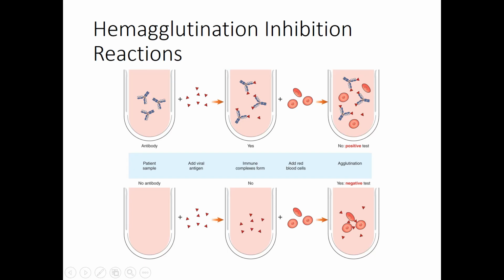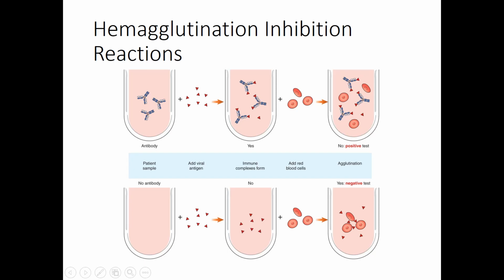We then add reagent red cells that will also bind this antibody. And look, they can't. They can't agglutinate because all of the binding sites of the antibody were blocked by this virus. No agglutination tells us the patient had the virus that was in question. In this case, the patient did not have the antibody. We added reagent viral antigen to whatever it was in question. Oh, look, no antigen-antibody binding taking place because there was no antibody to start with. We add the reagent red blood cells.